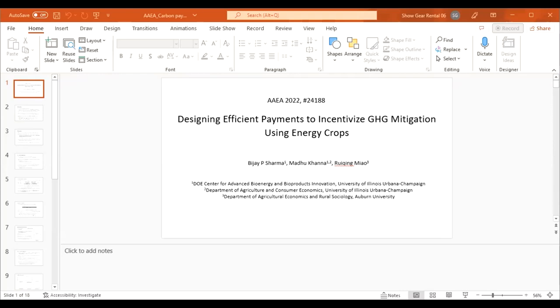And another important aspect, even before going to scenarios and baseline, is soil carbon sequestration. We are looking at soil carbon sequestration under energy crops like miscanthus or switchgrass, and it decreases over time. That's what we are trying to say here. So the tons of carbon sequestered in the early years is higher compared to the later years.